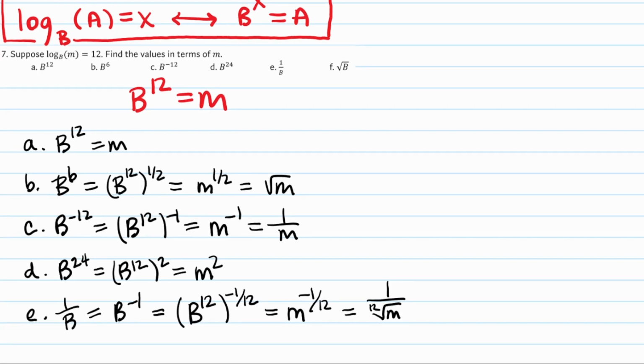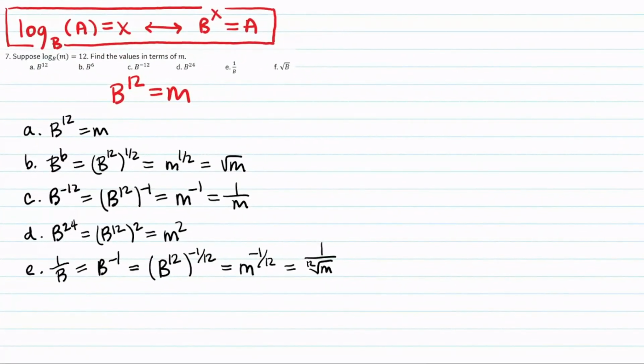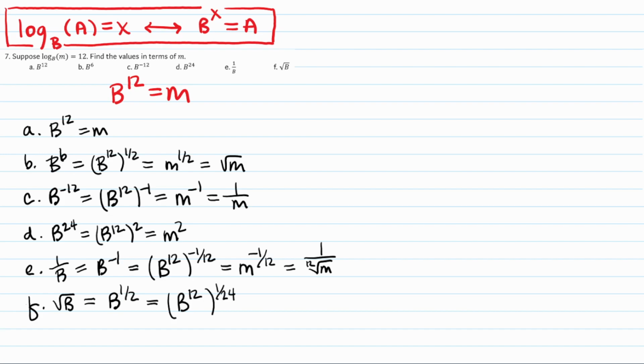And then the last one, square root of b. It's going to be b to the 1/2. So I think, whoops, not 12. What power do I need to take b to the 12 to get b to the 1/2? And I think that would be 1 over 24, because 12 divided by 24 is the same as a half. Okay, yep, so that's going to be m to the 1 over 24, and that'll be the 24th root of m.